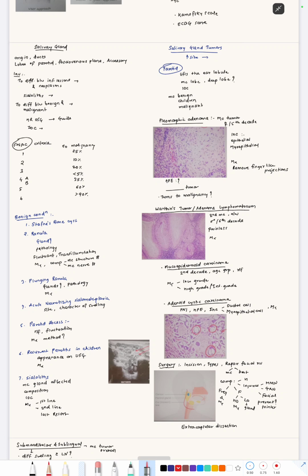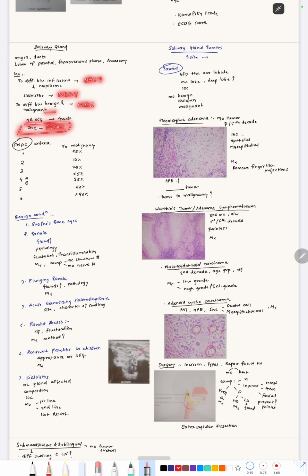There are chances of recurrence, and so for accessory parotid we should also remove these bits of parotid. The investigation to differentiate between inflammatory lesions and neoplasms is CECT, that is contrast enhanced CT. Then for sialoliths, we use the non-contrast CT. To differentiate between benign and malignant, we use the MRI. However, overall the investigation of choice remains the FNAC.